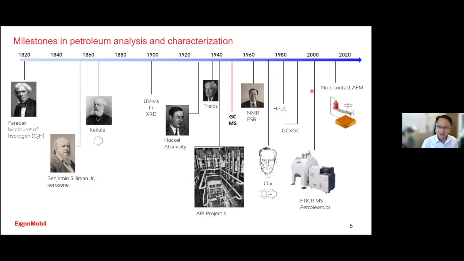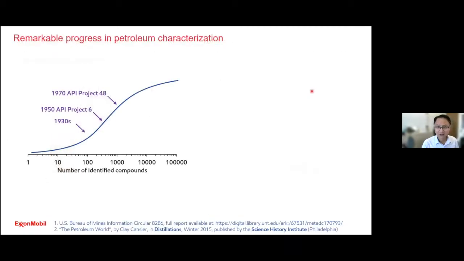So with these techniques and a lot of compounds characterized, remarkable progress has been made. For example, in the 1930s, only about 100 compounds were characterized. Around the 1950s, before the GC, it was only up to a few hundred. Shortly after, with API Project 48, a few thousand had been characterized. Today, it's really hard to tell.